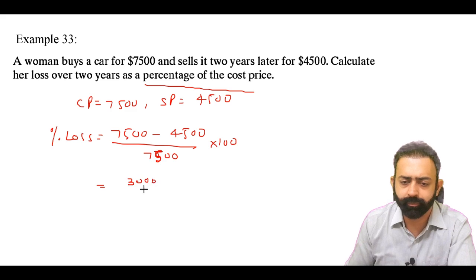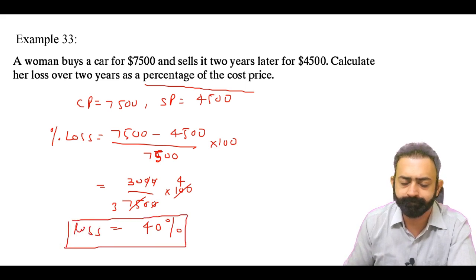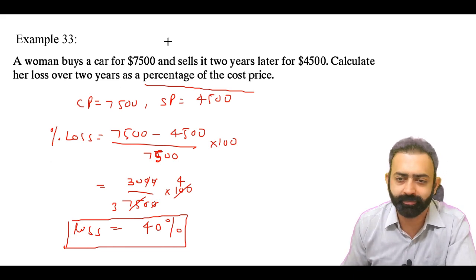Okay, so this is 3,000 over 7,500 into 100. This comes out to be 40%. Okay, so loss is 40%. Big loss.